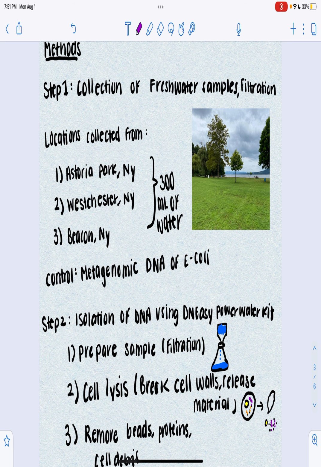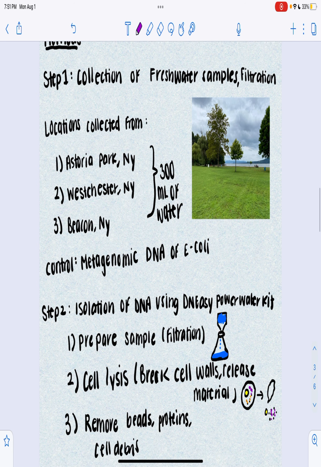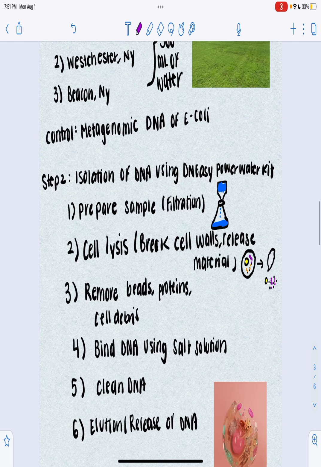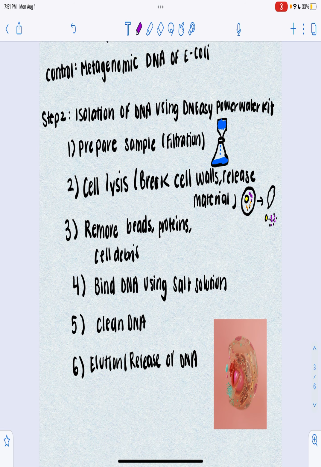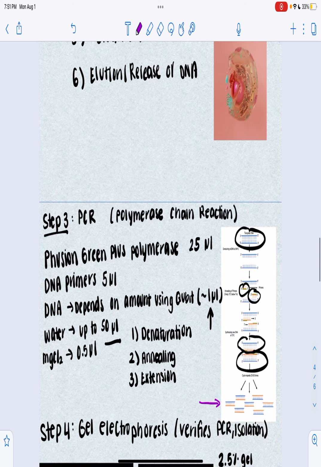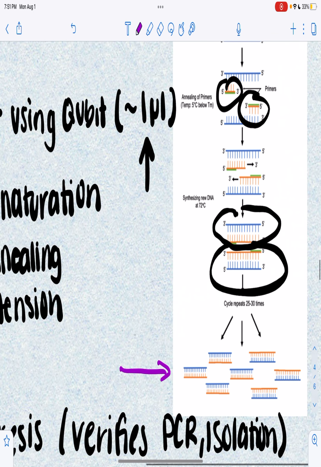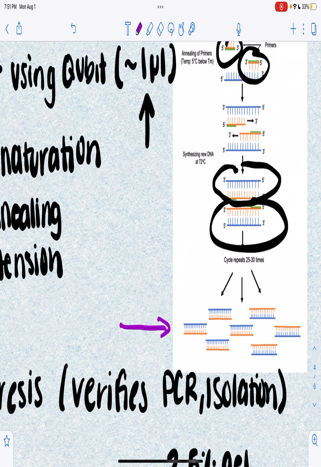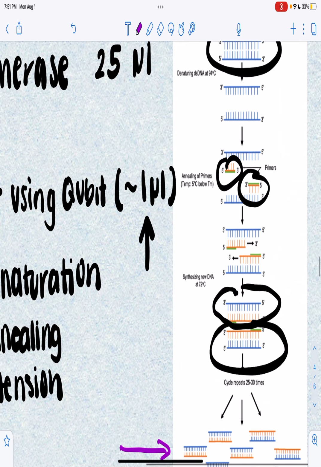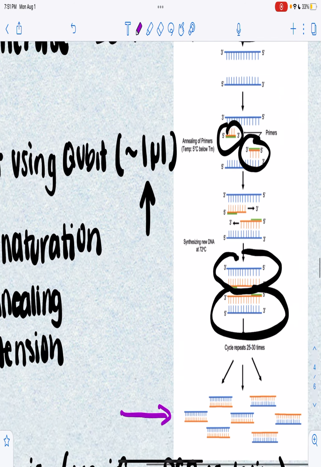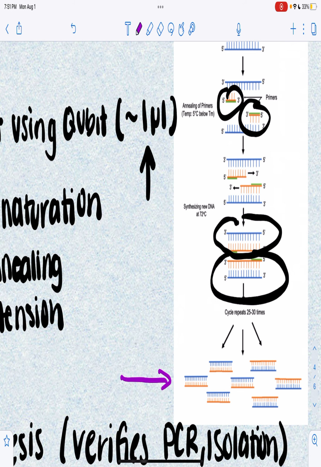And what we do is, after the samples have been collected and filtered, we're going to try to isolate the DNA from the water. After isolation of DNA from the water, we are going to make sure that there's enough copies of the DNA, or that there's enough amount of DNA that is present in our samples. And we do this through a PCR reaction, or polymerase chain reaction, which basically acts like a printer and makes a bunch of copies of the DNA.